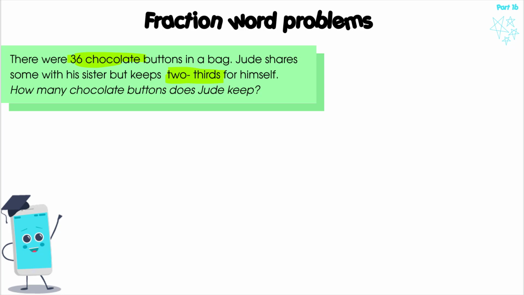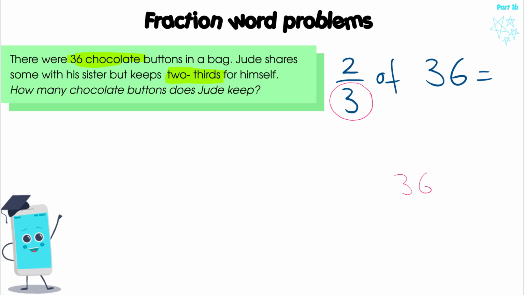So first of all, we write out 2/3 of 36. Jude keeps 2/3 of the 36 chocolate buttons. So how many chocolate buttons does he have? The first thing we do is share by our denominator. My 36 chocolate buttons need to be shared into 3 groups. To do that, I carry out the calculation 36 divided by 3. I'm going to use my 3 times table knowledge. How many 3s fit into 36? It's 12. If you're not confident at doing it straight away, count up in your 3s.